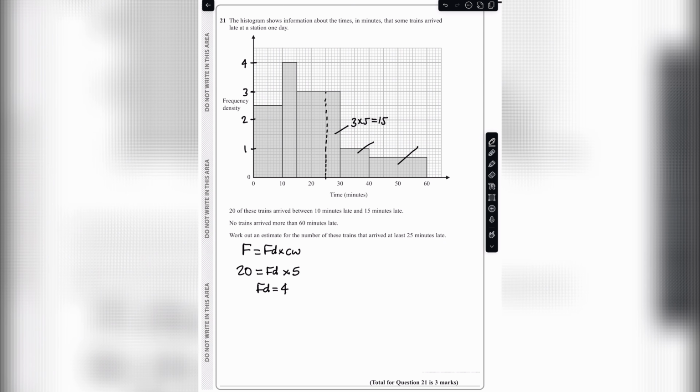The second area can be obtained by multiplying the value of 1 by 10, and that gives us a value of 10. And the final area can be determined by multiplying the frequency density, which is 0.7, by the class width, which is 60 minus 40, and that is 20. And that gives us a value of 14. And in order to obtain the estimate, we need to add all these values together. So we have 15 plus 10 plus 14, and when you put that into your calculator, you get a value of 39.